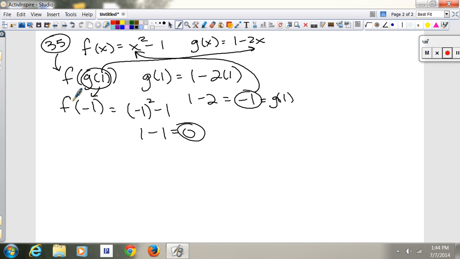Then they want you to take that negative 1, since the f is on the outside, plug it into the f function. And when I did that, I got a 0. So my answer to that 35 was 0. So you can do 36 through 40 just like that.